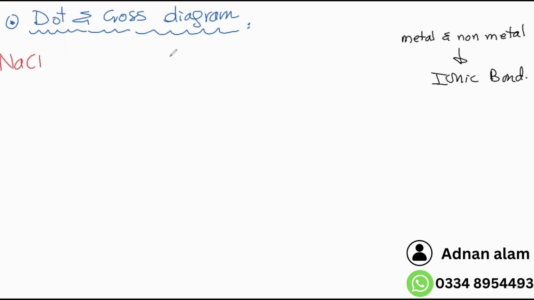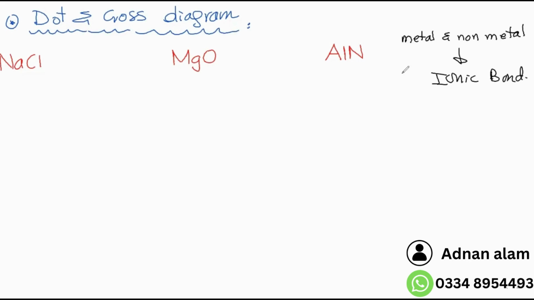And this one is magnesium oxide, and then this one is aluminum nitride. Okay. So now how to make dot and cross diagrams for these 3 compounds?